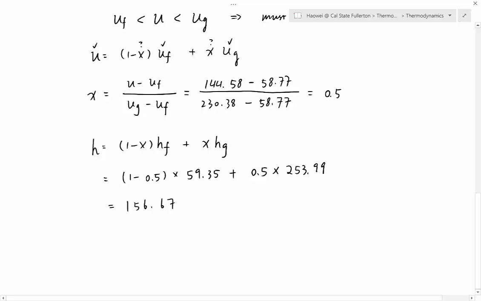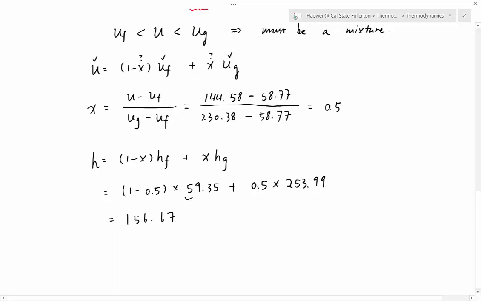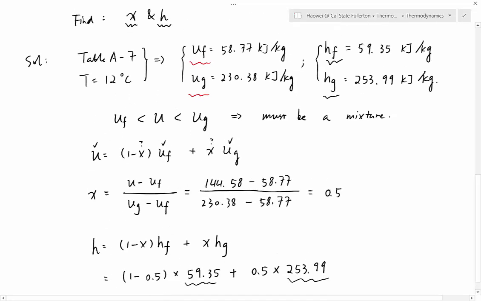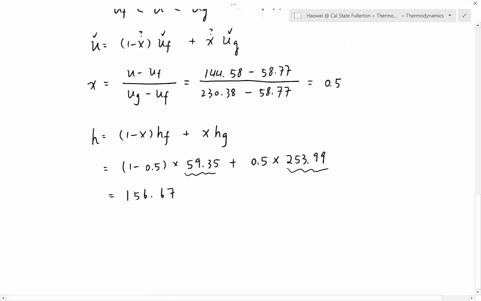Okay, so the solution for h is 156.67. And what is the unit of the solution? First of all, quality doesn't have a unit. And what is the unit we used for hf and hg? We used kilojoule per kilogram. So our solution must also have kilojoule per kilogram.